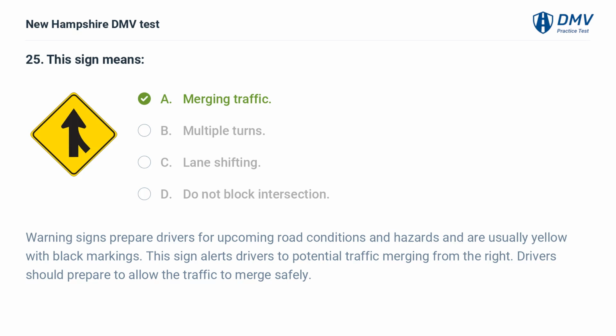Warning signs prepare drivers for upcoming road conditions and hazards and are usually yellow with black markings. This sign alerts drivers to potential traffic merging from the right. Drivers should prepare to allow the traffic to merge safely.